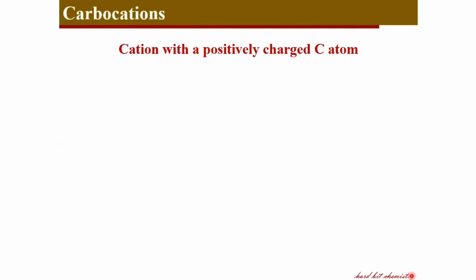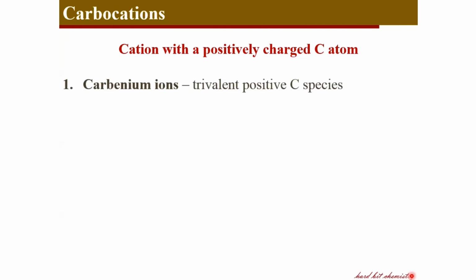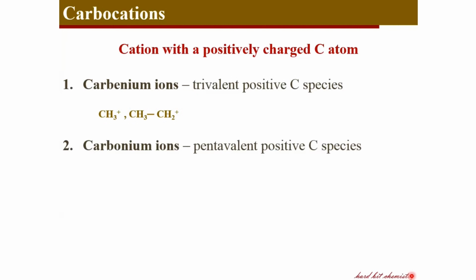Coming to carbocations, these are organic cationic species where the positive charge is present on carbon atoms. There are two types of carbocations, carbenium ions and carbonium ions. Carbenium ions are trivalent carbon species like the methyl carbocation, where carbon is trivalent and the fourth valency is lacking, with the positive charge. Whereas carbonium ions are also called non-classical carbocations. They possess pentavalent carbon, and this pentavalent carbon possesses the positive charge.